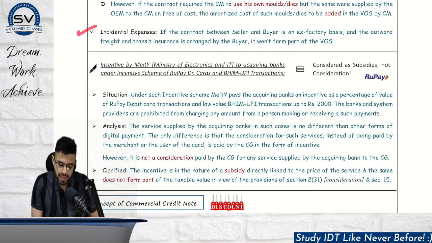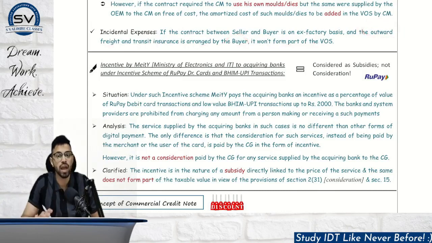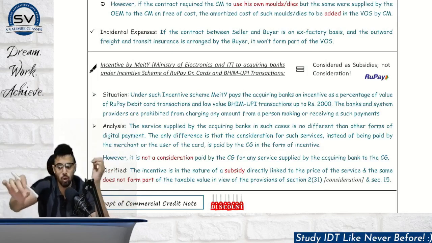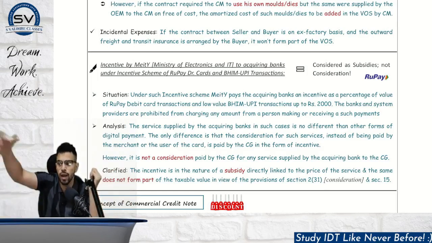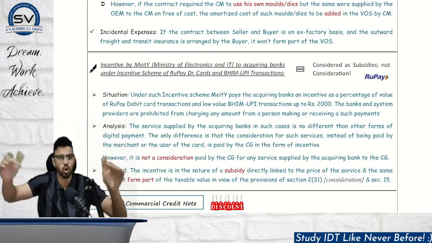Incidental expenses. This is a clarification. If the contract between seller and buyer is on ex factory basis, that is, seller has to keep the goods ready in the factory. Later on, outward freight and transit insurance is arranged by the buyer. It won't form part of the value of supply. Why? Because the contract was with respect to ex factory. The liability of the supplier, the responsibility as per contract was to keep the goods ready at the factory. Later on, whatever buyer does, he arranges the transport, he incurs the transport insurance. That is the headache of buyer. That is not a part of supply.